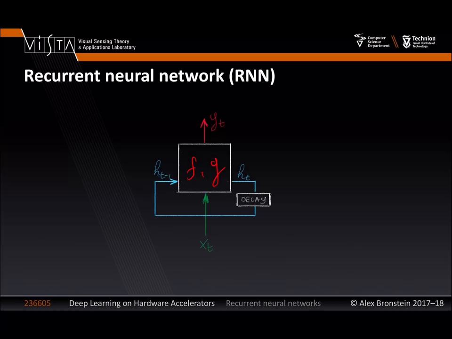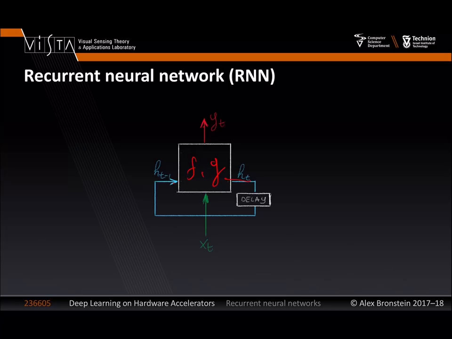F receives the input and the previous state, spits out the next state. And I'm putting a delay here. It's delayed by one time unit, because basically this state will be only available on the next clock, if you will. And then from this HT, by means of G, I'm computing the output. Okay, so this is how a recurrent neural network looks like.